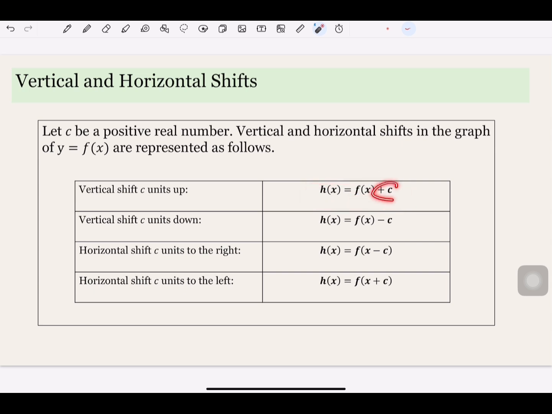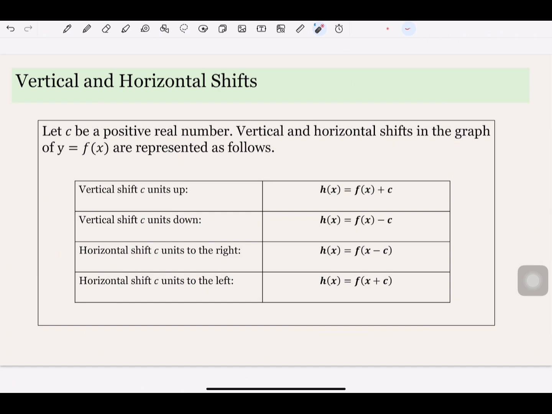you are going to add a constant to f of x, that means your graph will move upward by c units. On the other hand, if you subtract c from f of x, then your graph will move downward by c units. So in horizontal shifts, if you subtract c from x values, then your graph will move right by c units. And if you add c to x values, then your graph will move left.